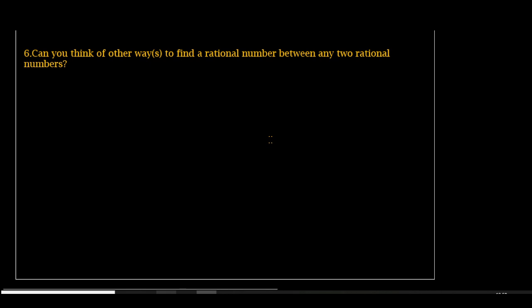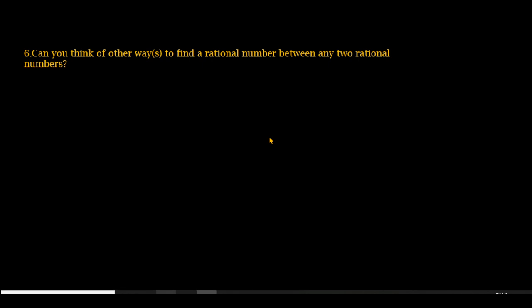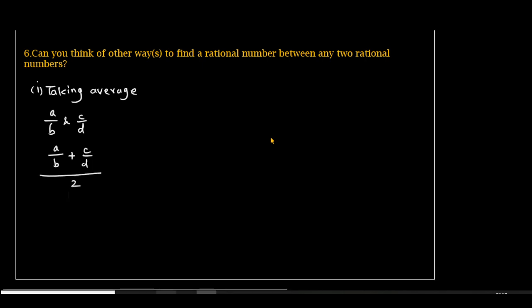Can you think of other ways to find a rational number between any two rational numbers? We already discussed one way. What to do? Take an average. Which means, if a/b and c/d are two rationals, you can take (a/b plus c/d) divided by 2. Like this you can find a rational.